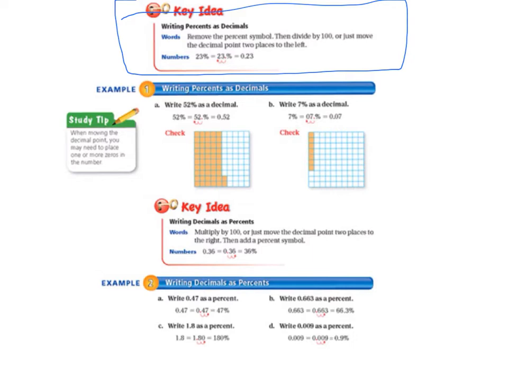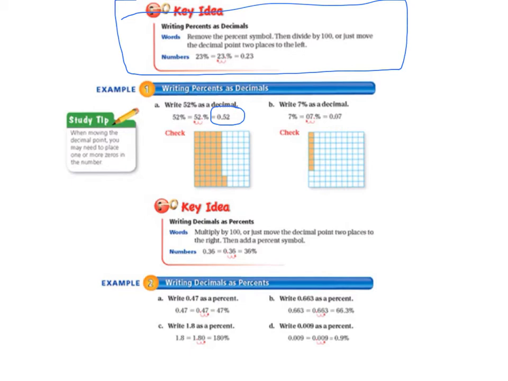In our first example, we're writing 52% as a decimal. So you can see the model where we're doing our check actually, but it has 5 complete columns shaded and then 2 small squares. So that's what it would look like. And so we have taken our decimal point and we have moved it 2 spaces to the left because that's what happens when we divide by 100.